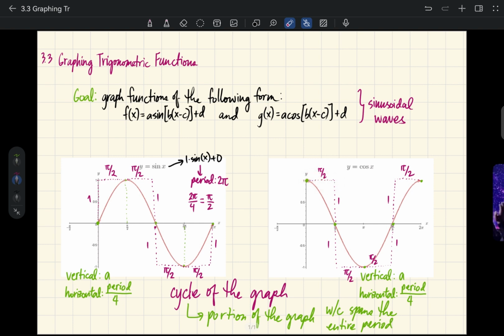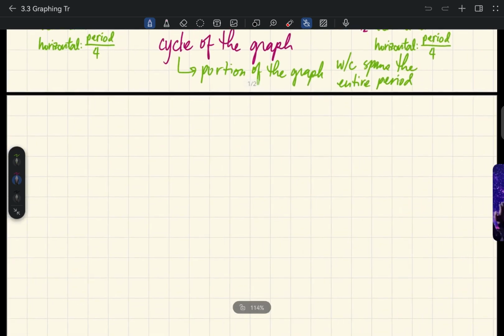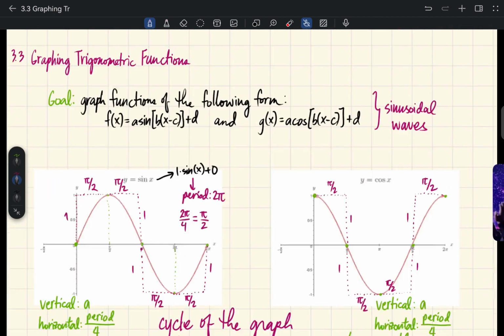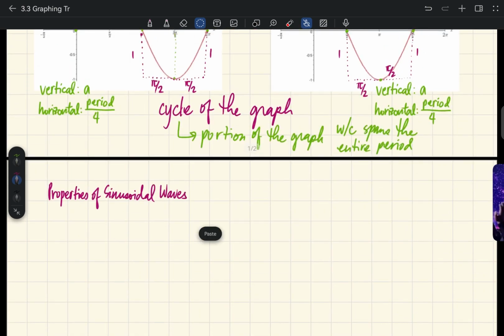So how will we use this framework to graph your trigonometric functions? First, we need to understand the properties of these sinusoidal waves. So let's discuss the properties of sinusoidal waves. Let me just copy the functions that we want to consider, just for reference.